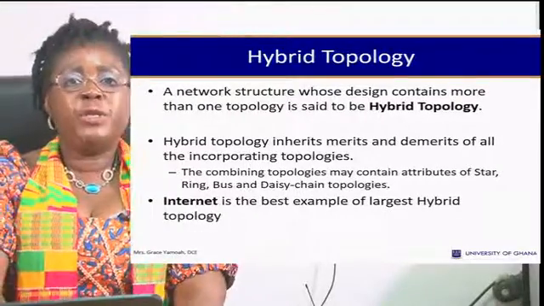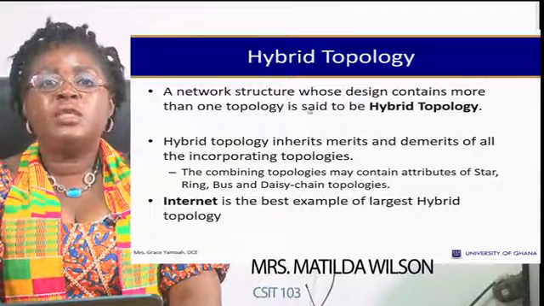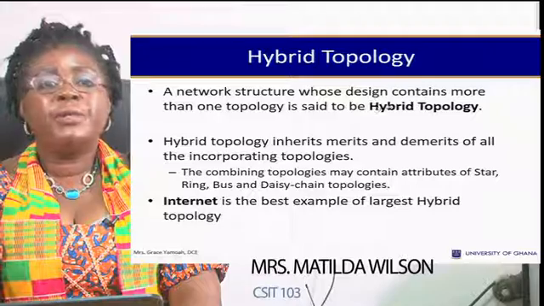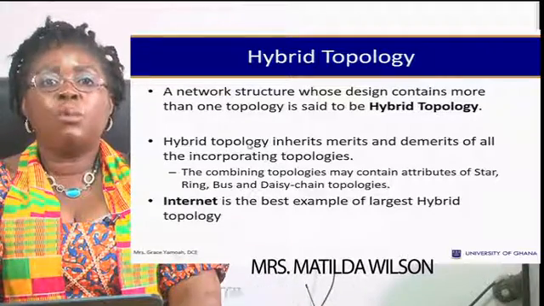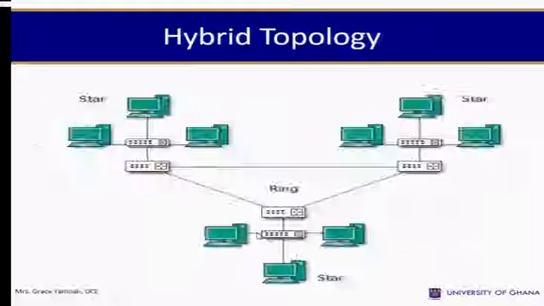Then we move to hybrid topology. A network structure whose design contains more than one topology is said to be hybrid topology. Hybrid topology inherits merits and demerits of all the incorporating topologies. The combining topologies may contain attributes of star, ring, bus, and daisy chain topologies. The Internet is the best example of the largest hybrid topology.